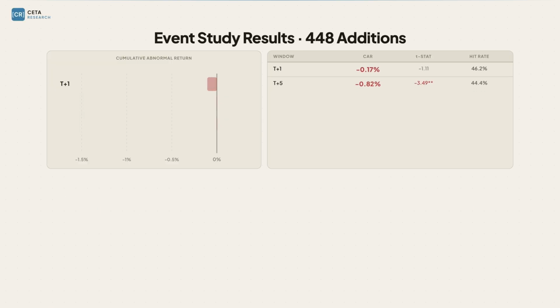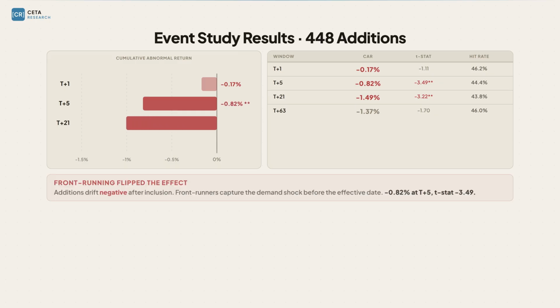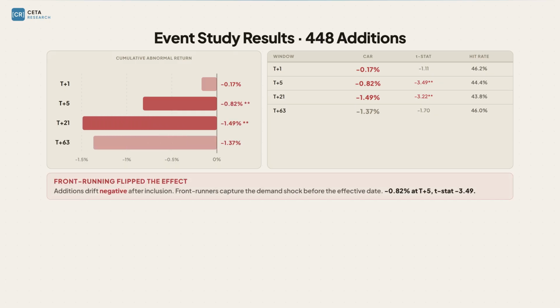The addition side first. 465 events, additions now show consistent negative drift after inclusion. This is a fundamental departure from what the academic literature predicted. Think about what that means in practice. You buy a stock the day it joins the S&P 500, expecting the forced buying to push it higher. 1 week later, you're down almost 1% relative to the market. A month later, over 1%.